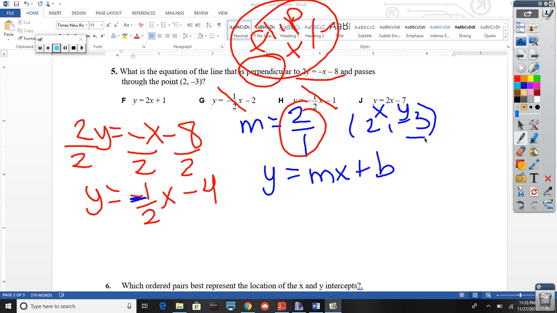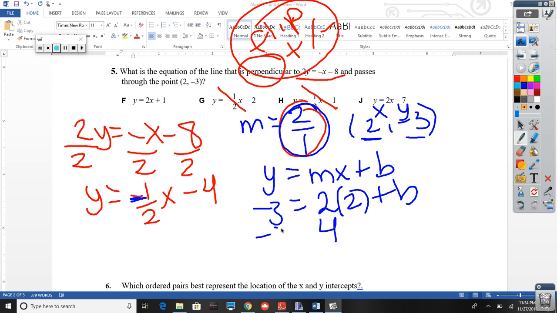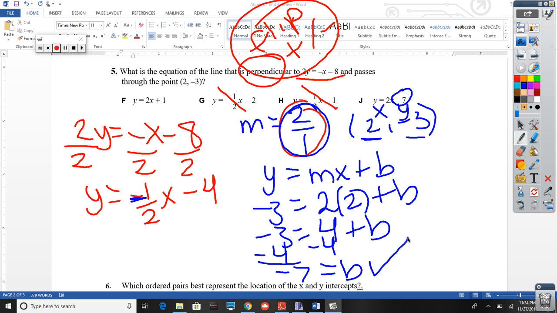So instead of the y, I'm putting that negative 3. Instead of the m, I'm putting this 2. Hopefully nobody gets sad because I didn't put 2 over 1. Remember, 2 over 1 is the same thing as 2. And then I'm going to put the x, which is 2 when it comes from there. 2 times 2 is 4. And then I need to leave the b by itself, so I need to get rid of that 4. I'm going to do minus 4. Negative 3 minus 4 is negative 7. And because I already know that my b is negative 7, I just found it, then my answer has to be J. Again, pause the video and work on it as needed.